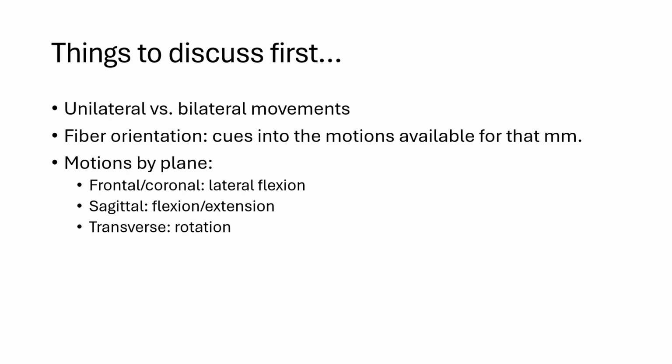Before we get started, the concept of a unilateral versus a bilateral movement or contraction. There are pairs of these muscles lying on either side of the body, and a unilateral contraction will cause a one-sided movement of the body, or a unilateral movement. A contraction of both sides of these muscles, so both sides of the body, a bilateral contraction, will cause a movement that involves the whole body.